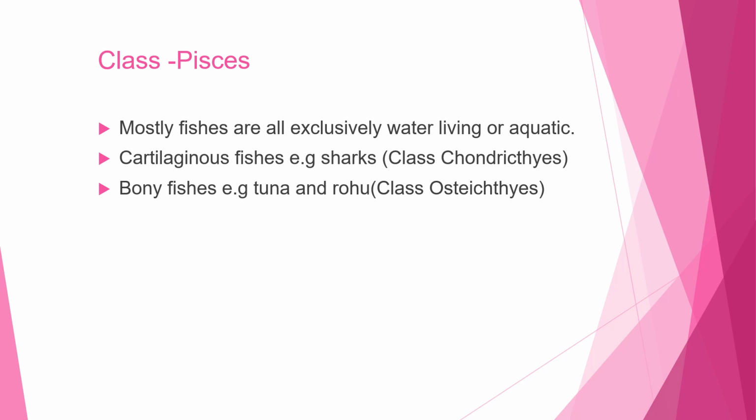Coming to the next class, class Pisces, mostly fishes that live exclusively in water are under this class. In this category mostly fishes are there, and they are mainly water living or aquatic in nature.